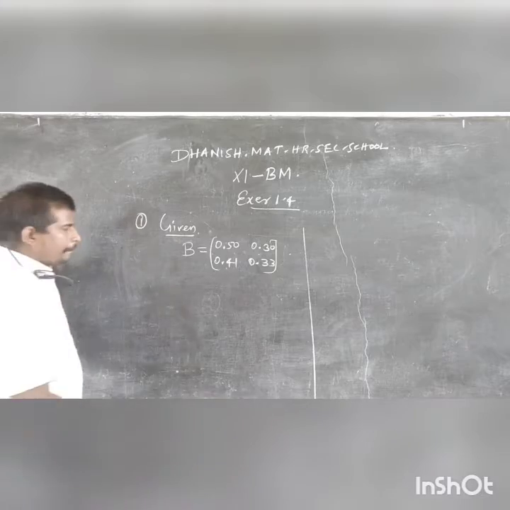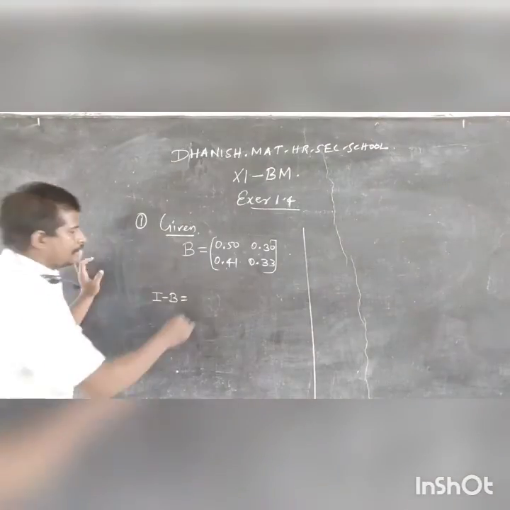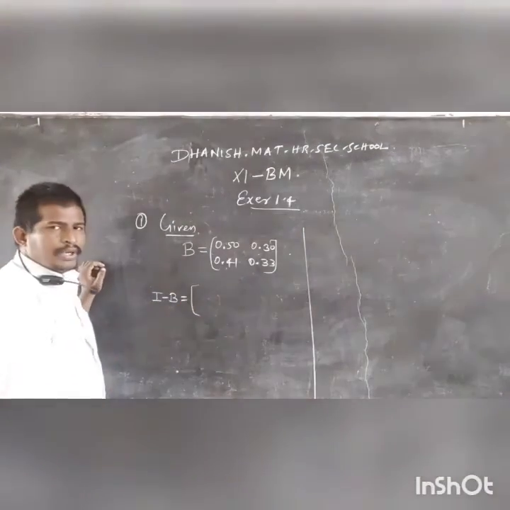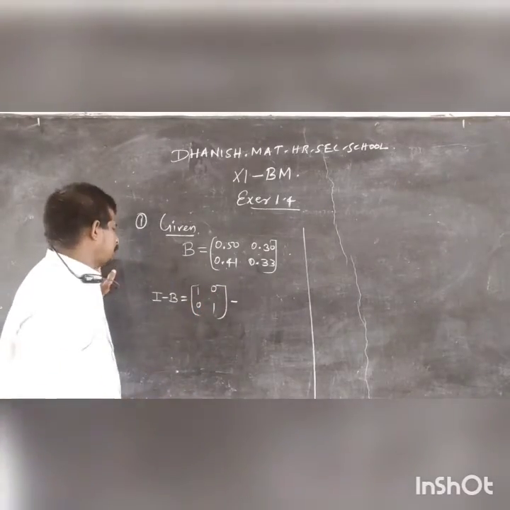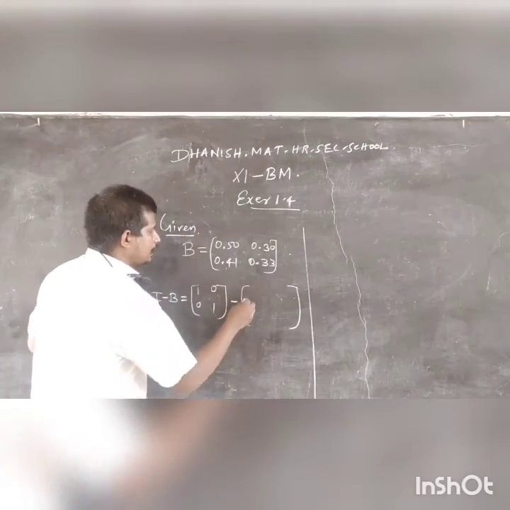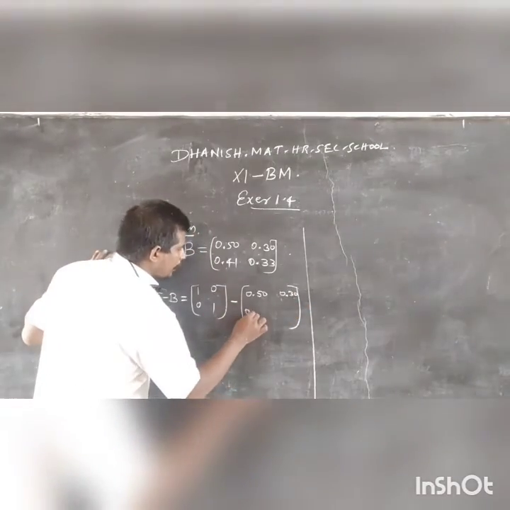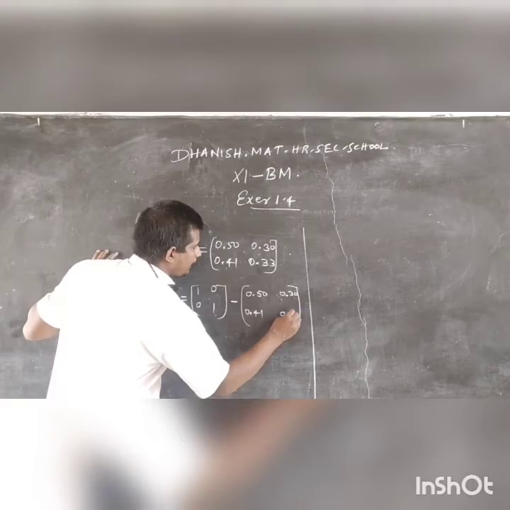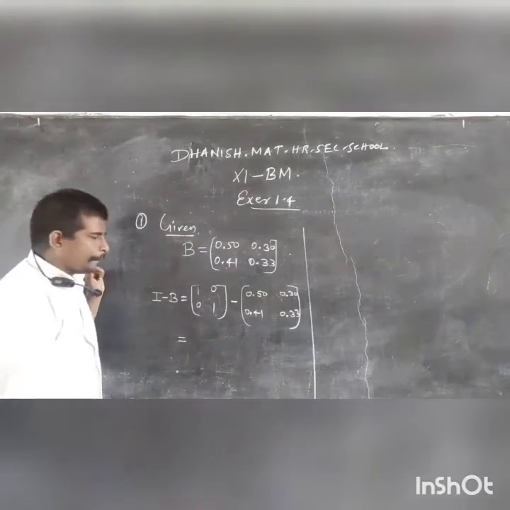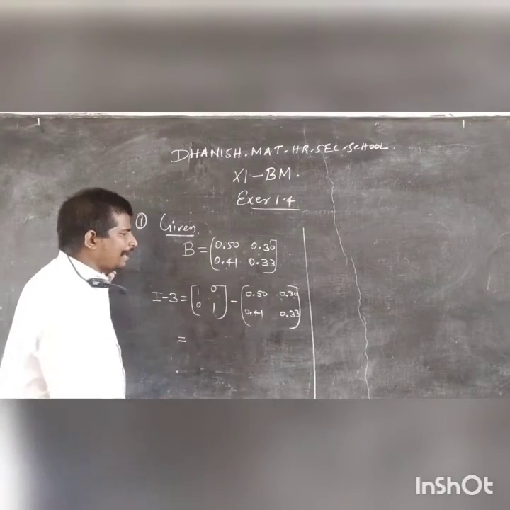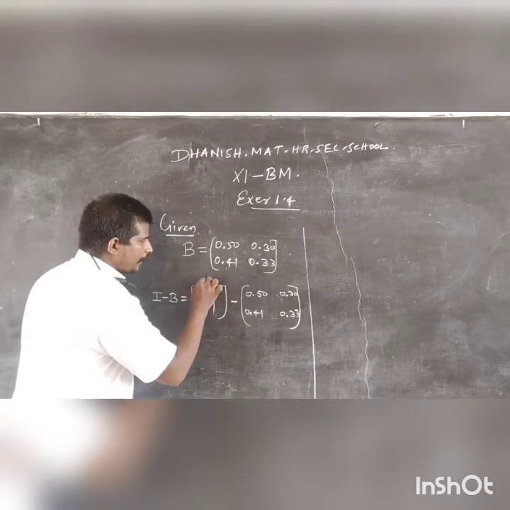Now I am going to find I minus B, which equals the unit matrix 1 0 0 1 minus the technology matrix 0.50, 0.30, 0.41, 0.33. The next step is to subtract these two matrices, that is, subtract the corresponding elements.